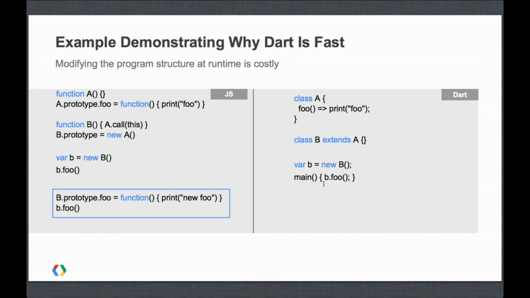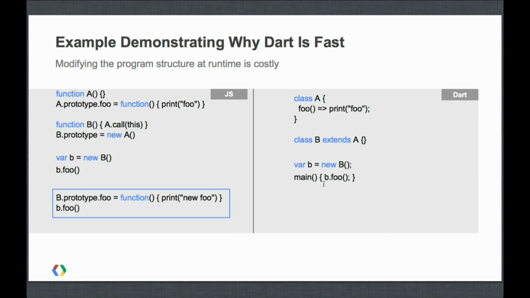Let's give an example. Here I've tried to make a side-by-side comparison between Dart and JavaScript and what code it generates and how it works. On the right side, you can see that we have 2 classes. We have a class A. It has a method called foo. It prints out foo. And then we have a subclass B that extends A. It has nothing. And then you create a new B, called lowercase b. And in the main function on the right, you call foo.